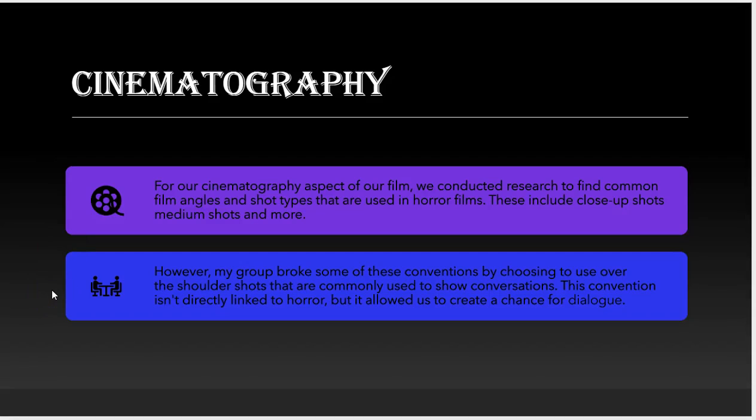For the cinematography aspect of our film, we conducted research to find the most common film angles and shot types that are utilized in horror films. These include close-up shots, medium shots, long angle shots, wide shots, and conversation shots that are turned into shot reverse shot using editing. We utilize these shots within our horror film to help signify the emotions that were being conveyed throughout the characters.